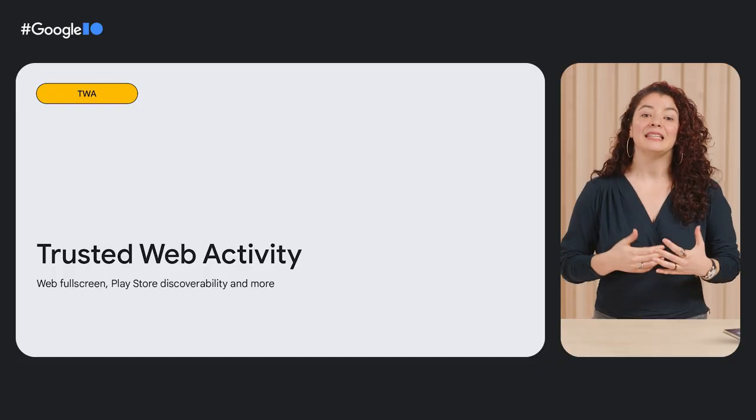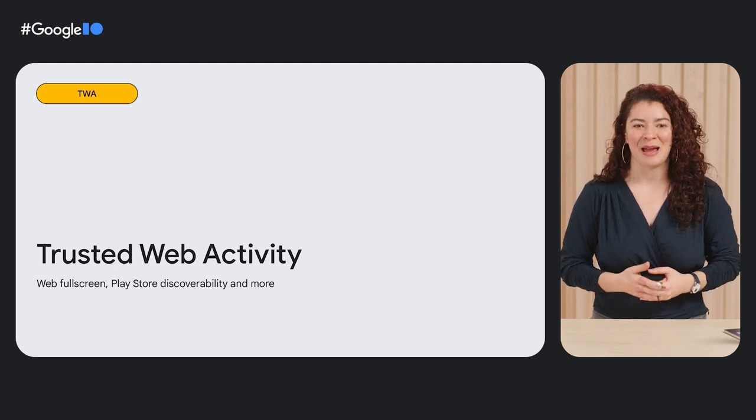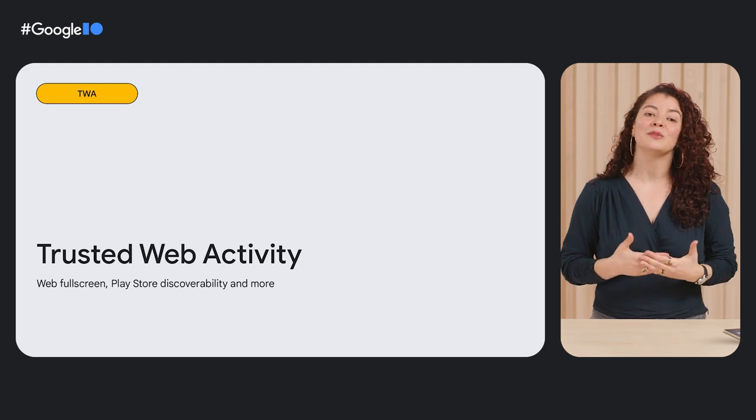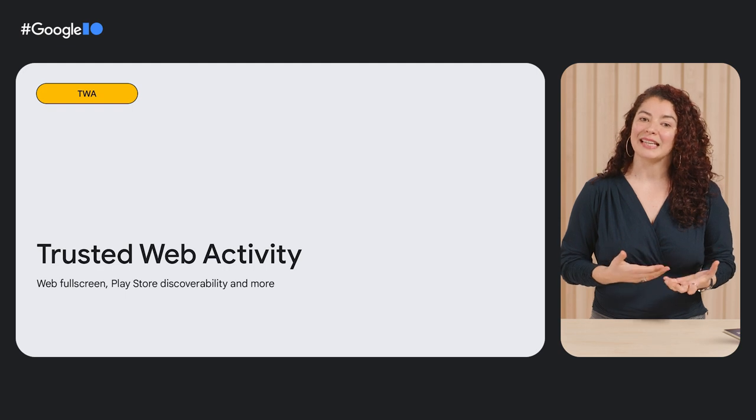Another way to bring the web to Android is using Trusted Web Activity. TWA is the best way to display full-screen, first-party web content in your app. It is the ideal solution for developers who want to wrap their web app as an Android application or use their website as part of one.